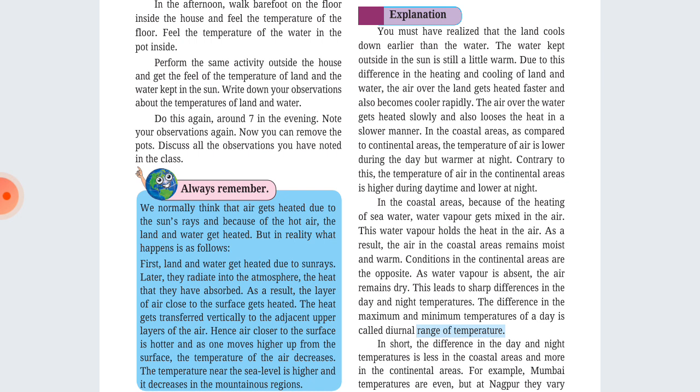In the coastal area, because of heating of sea water, water vapor gets mixed in the air. This water vapor holds the heat in the air. As a result, the air in the coastal area remains moist and warm. Conditions in the continental area are the opposite. As water vapor is absent, the air remains dry. This leads to a sharp difference in the day and night temperature. The difference in the maximum and minimum temperature of a day is called the diurnal range of temperature.